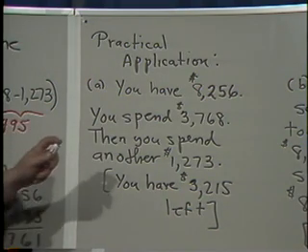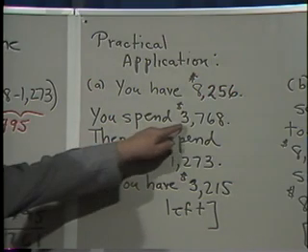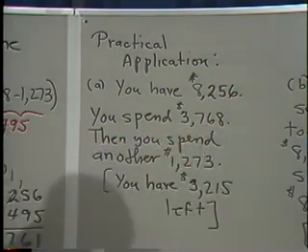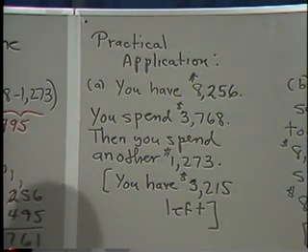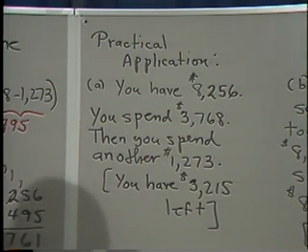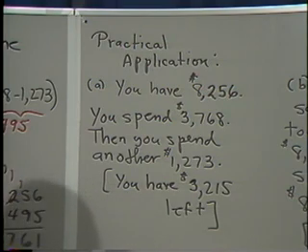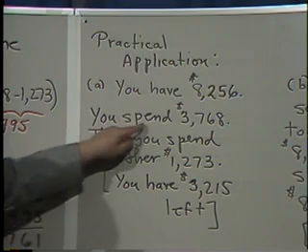Here's Part A. I tell you that you have $8,256. Let's say that's your business budget. Now, from that budget, you spend $3,768. After you've spent that, you now spend another $1,273. Part A says you have $3,215 left.